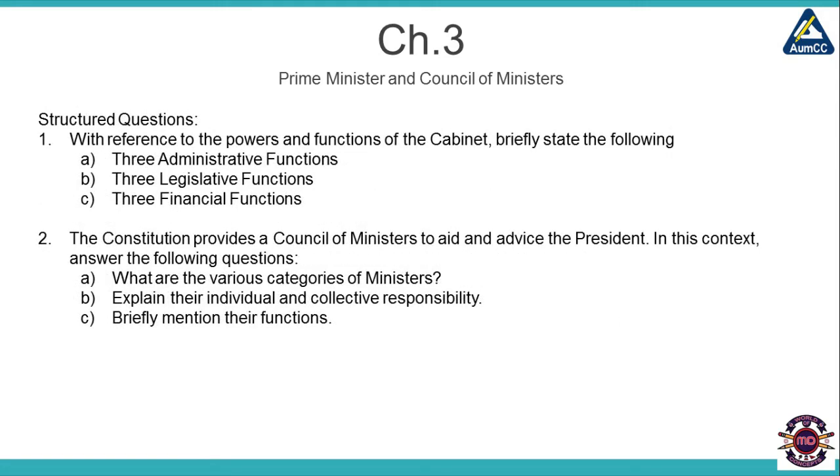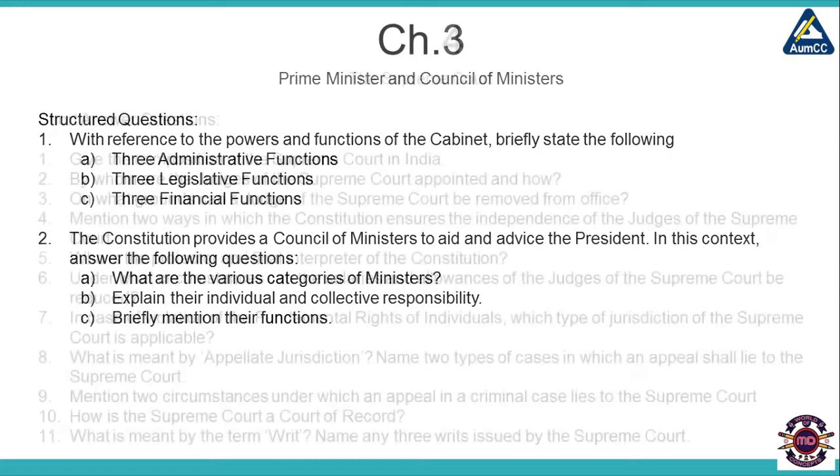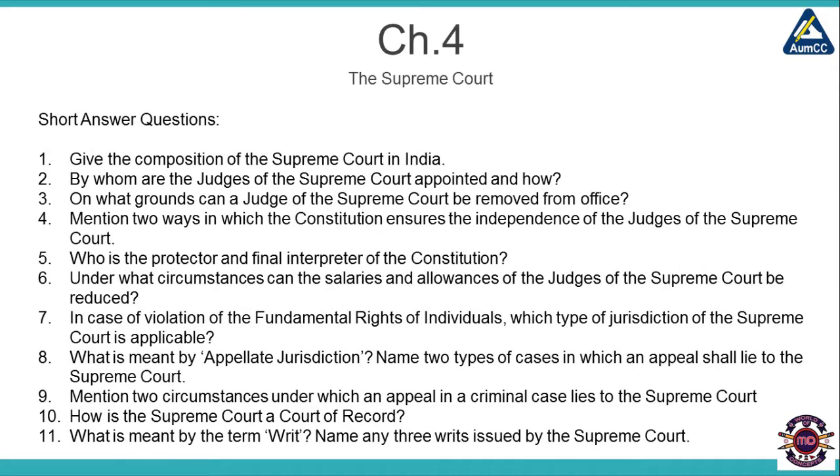The structured questions of chapter 3 are: with reference to the powers and the functions of the Cabinet, briefly state the following: 3 administrative functions, 3 legislative functions, 3 financial functions. The Constitution provides a Council of Ministers to aid and advise the President. In this context, answer the following questions: what are the various categories of ministers? Explain their individual and collective responsibility. Briefly mention their functions.